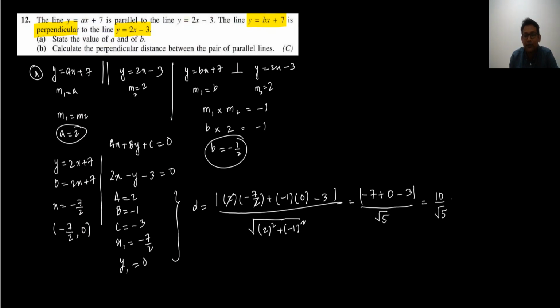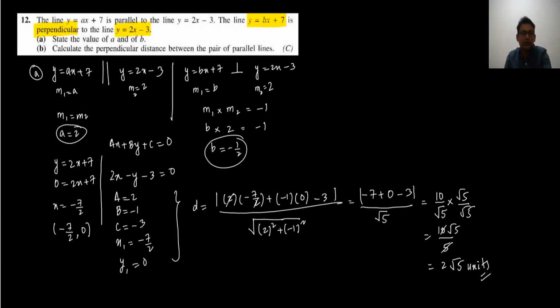And when we remove this under root 5 from the denominator, we have to multiply and divide by under root 5. So it's only 5. It's 10 under root 5, and this cancels out by 2. The final answer is 2 under root 5 units, which is the answer of question number 12.